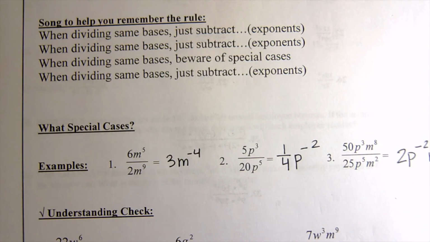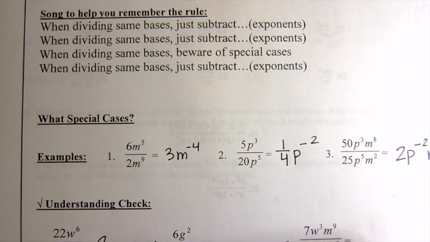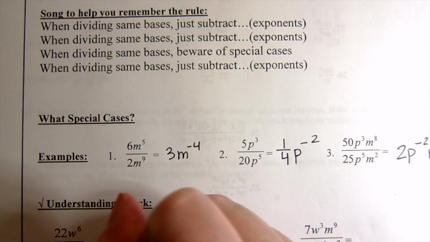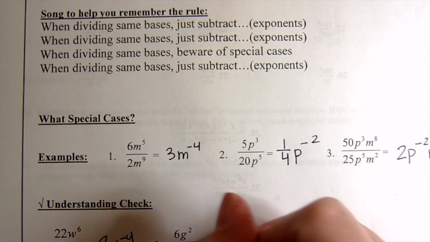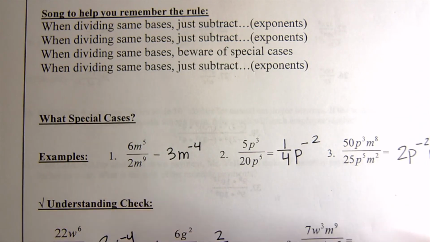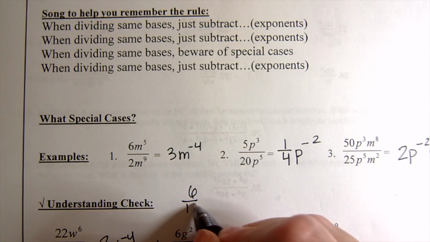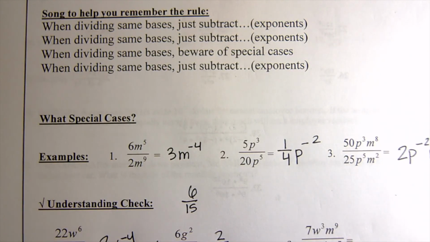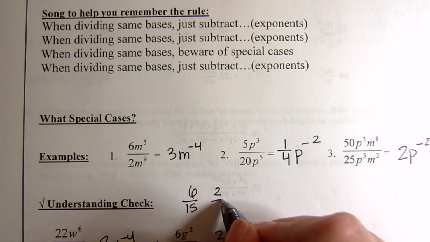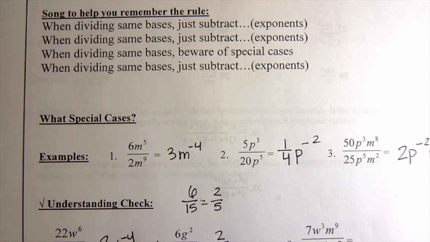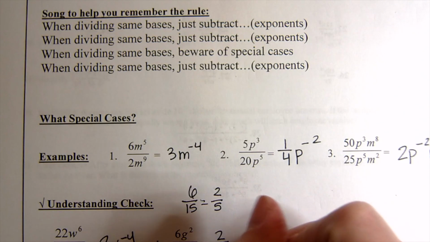All right, A, what's the coefficient? 2. And then W to what power? Negative 4. The negative fourth power. B, what's the coefficient? 2/5. If you came to this fraction 6 over 15, you would divide both by 3 and get 2 over 5. And then G to what power?